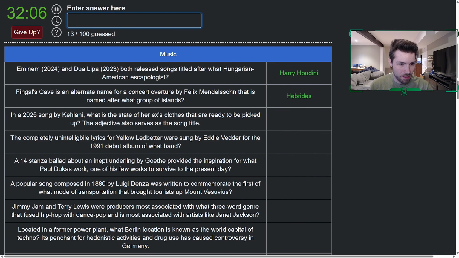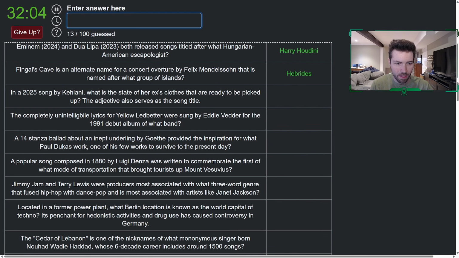The completely unintelligible lyrics for Yellow Ledbetter were sung by Eddie Vedder for the 1991 debut album of what band? Eddie Vedder is Pearl Jam? Okay. A 14-stanza ballad about an inept underling by Goethe provided the inspiration for what Paul Dukas work, one of his few works to survive to the present day. I can't read anymore. Werther. Young Werther. The Sorrows of Young Werther. Okay. That's probably not 14 stanza. It's probably not what we're even talking about.